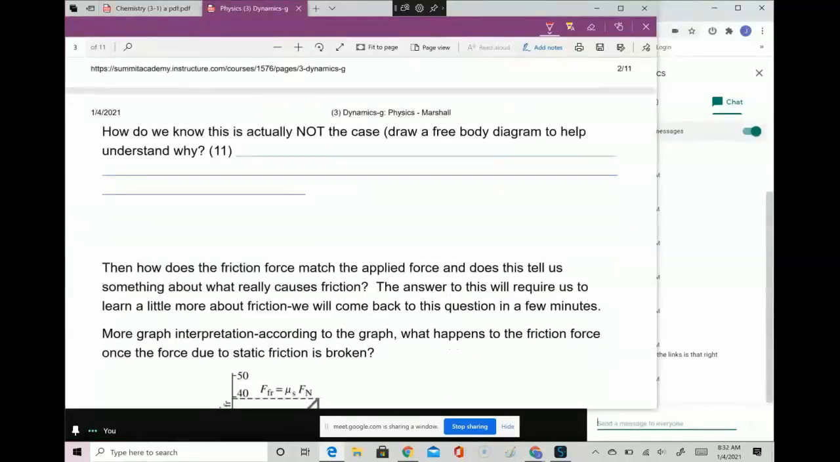We don't actually have this as the case here. Action-reaction forces, how do we know this is actually not the case? Okay, how do we know this is not a reaction force?